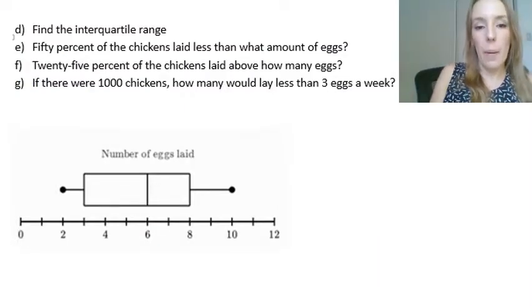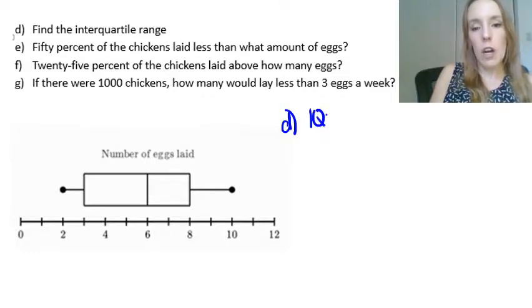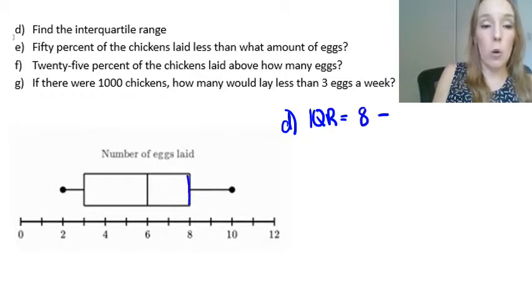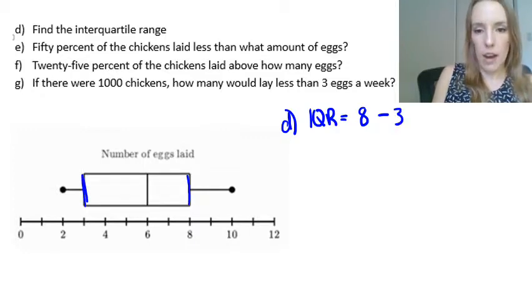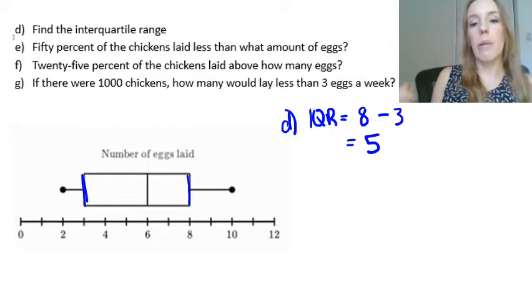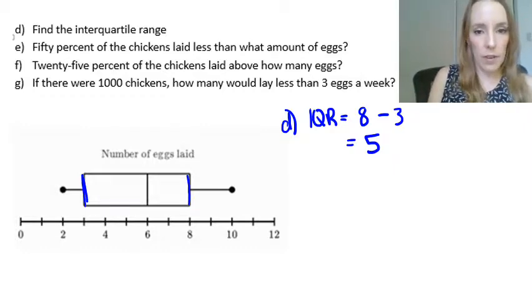Okay, D, find the interquartile range. So our interquartile range, if we remember, so this is D, our interquartile range is our upper quartile, which was represented by this line here, so 8, minus our lower quartile, which was this number here, which is 3. And that'll give us 5. So our interquartile range is 5.